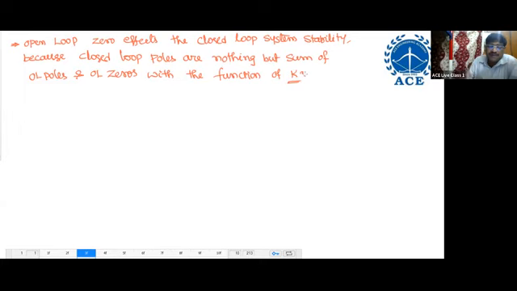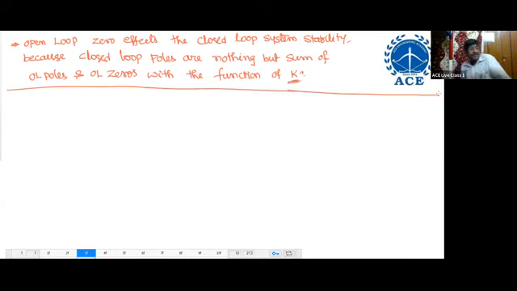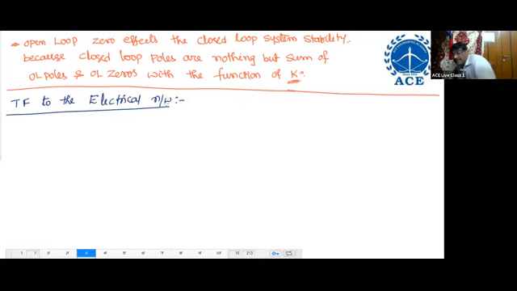Okay? So remember this. This is very, very important, also with the function of system gain K. So these are the basics. Next, we'll go for the transfer function to the electrical network. Next topic, transfer function to the electrical network.